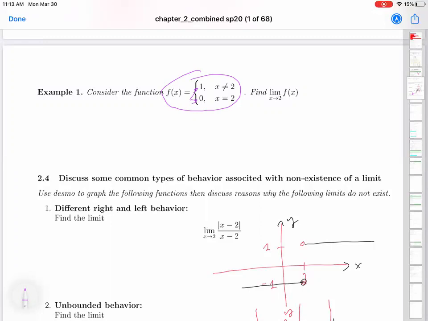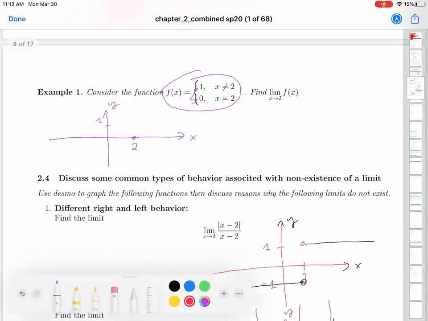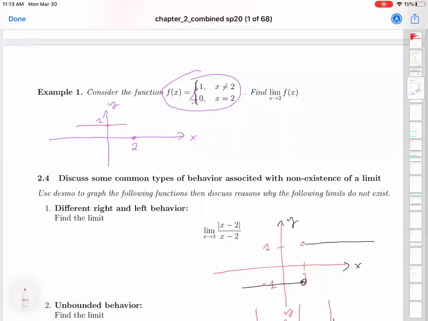So before we can find these limits, maybe it's worth it to graph the function. The function is x and y, right? When x equals 2 here, then 1 should be here. Okay, I'm gonna use a different color. And the function just equals 1, right? When x is not 2. And when x is 2, the function should equal 0 right here.